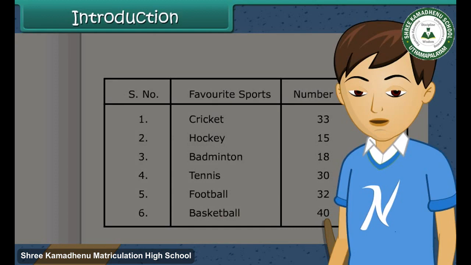Children, you see, collecting data is a very important task. We can arrange data in different forms and get some useful information out of it. So in this lesson, we shall learn about data handling.